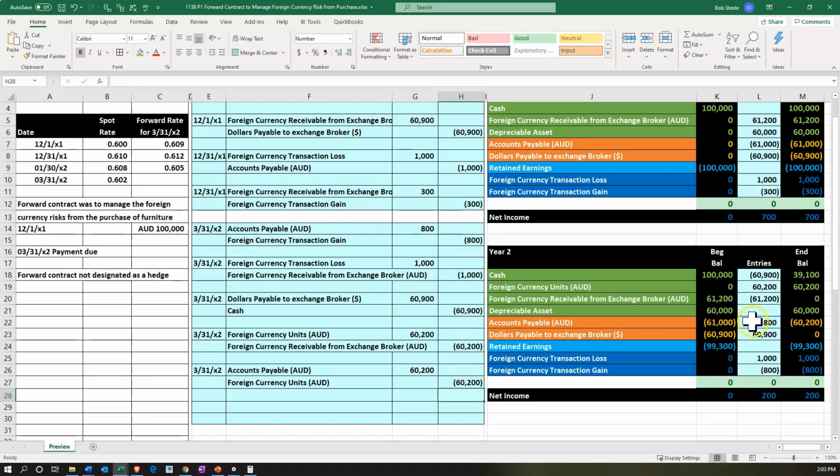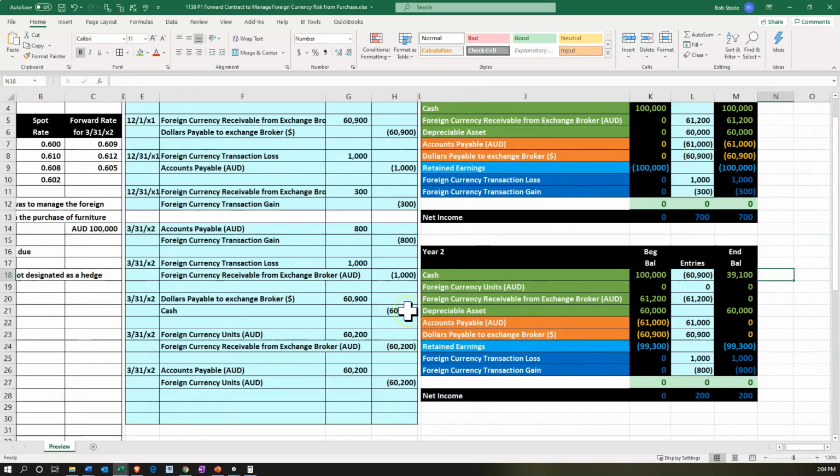And so then the accounts payable, I'm going to double click on it, say plus. We're going to pick up that accounts payable. And then we've got the foreign currency in units up here. Double click on it. Let's go to the end of it. Plus, we're going to pick up that 60,200. And that brings us back down.